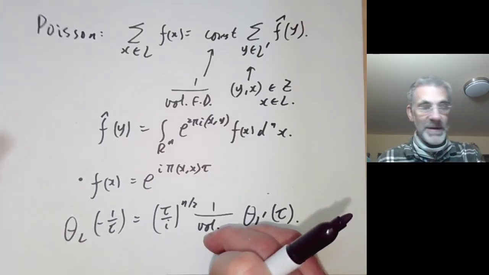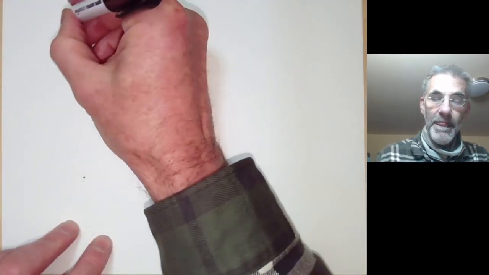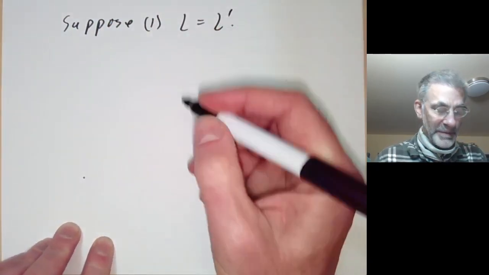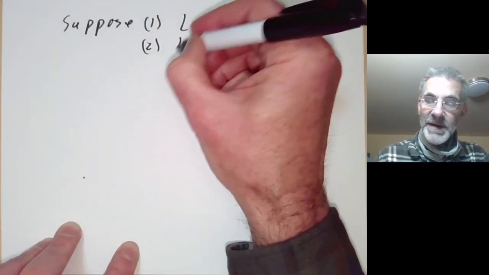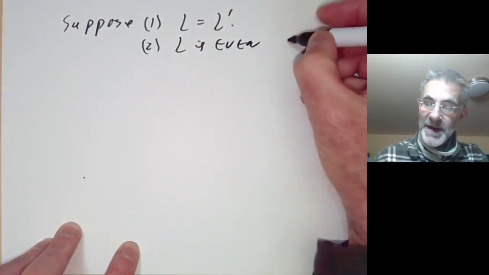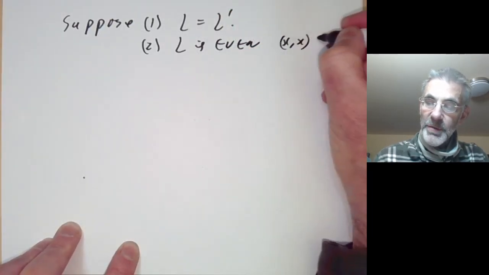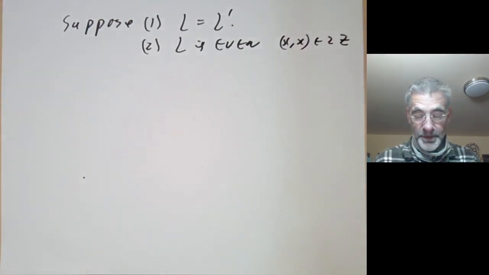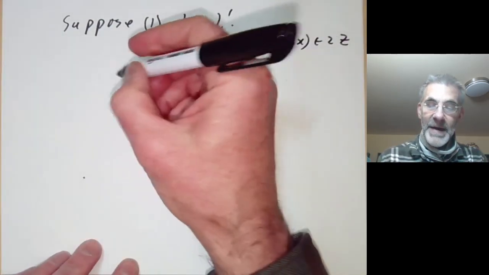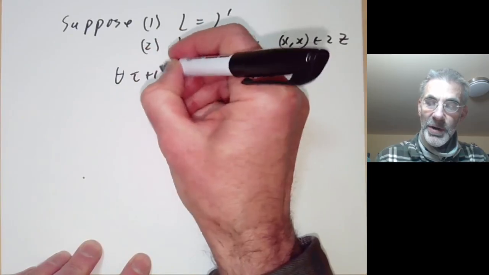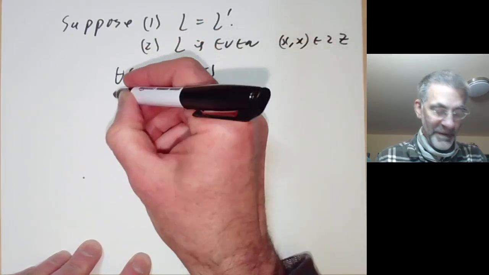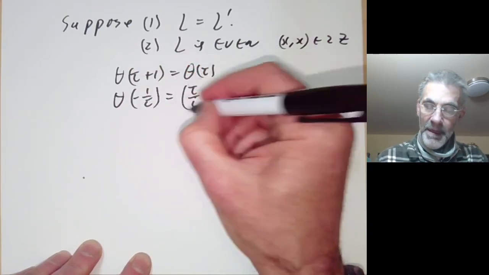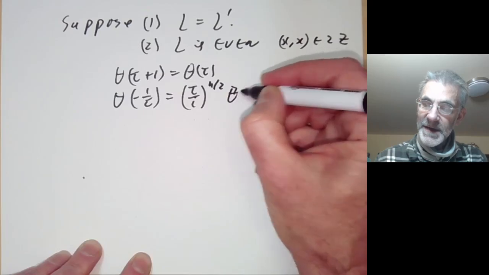Now let's look at a special case of this. Suppose that first L is equal to its dual. And secondly, suppose that L is even. This means that the norm of any element of the lattice is an even integer. Then we find that theta of tau plus 1 is equal to theta of tau, and we also find that theta of minus 1 over tau is equal to tau over i to the n over 2 times theta of tau.